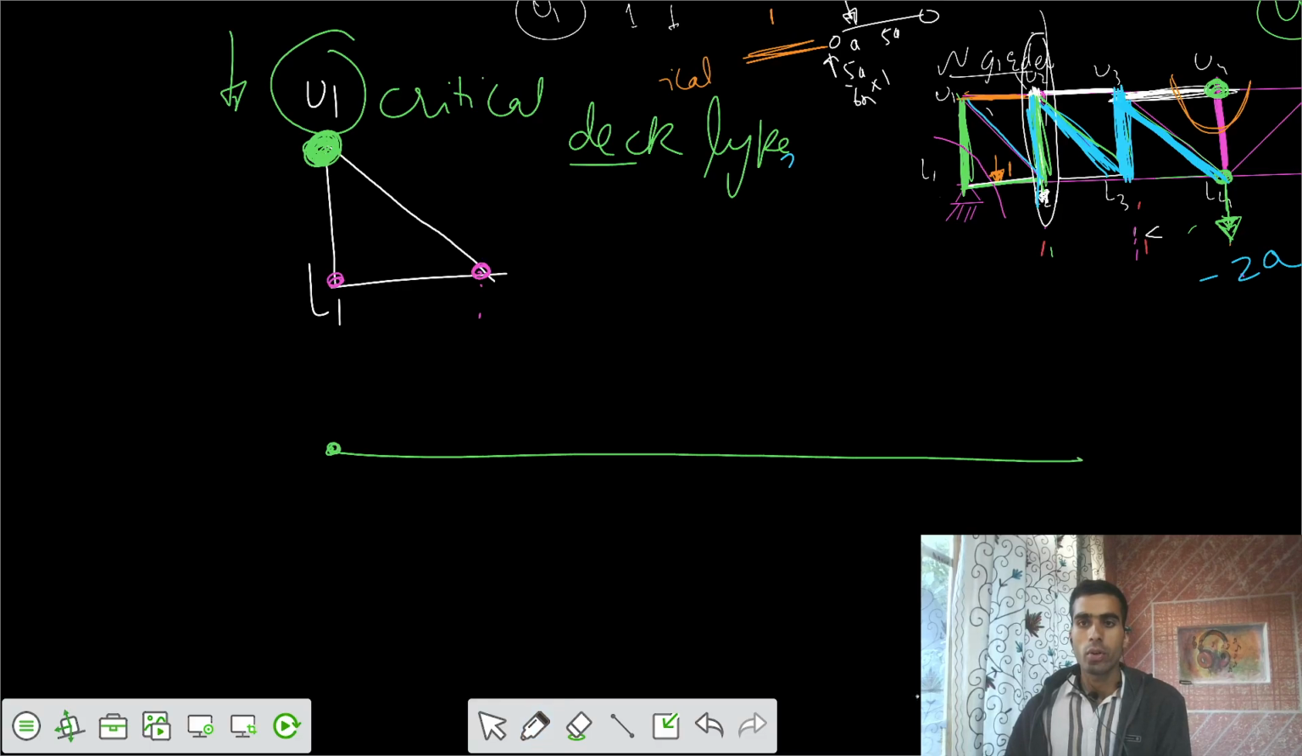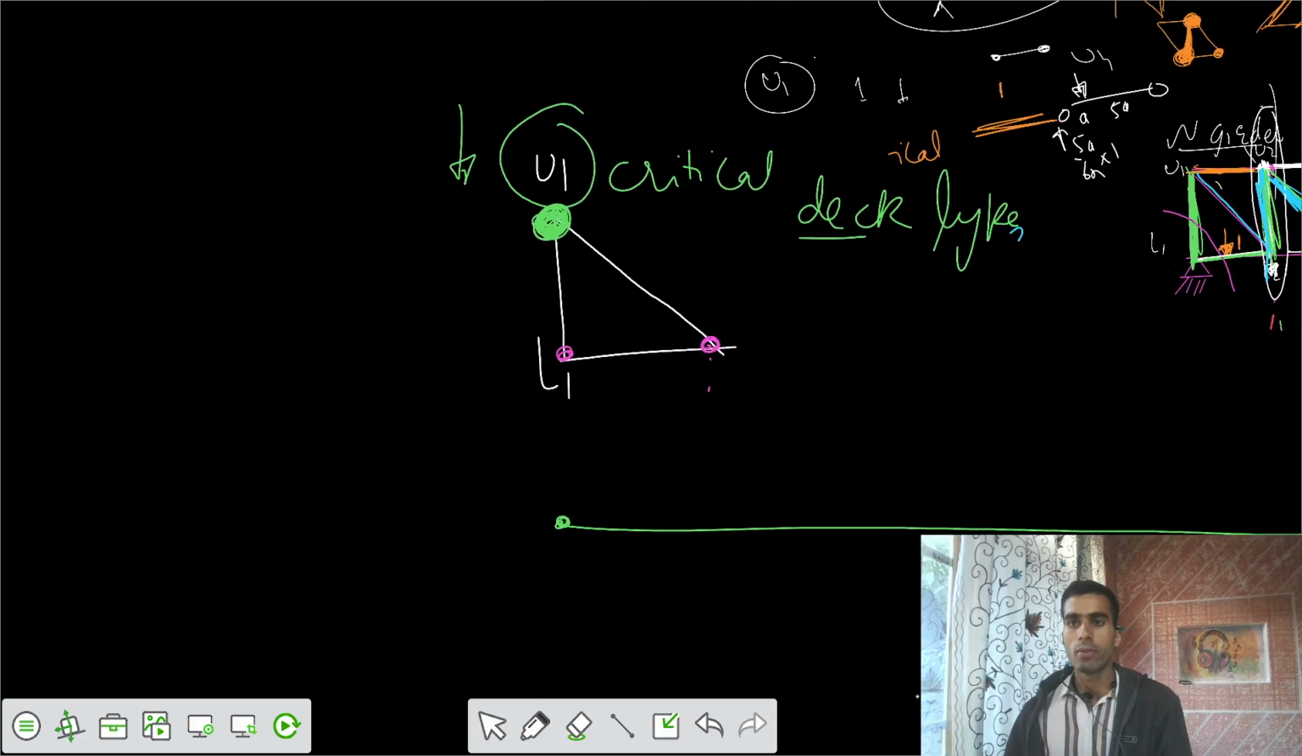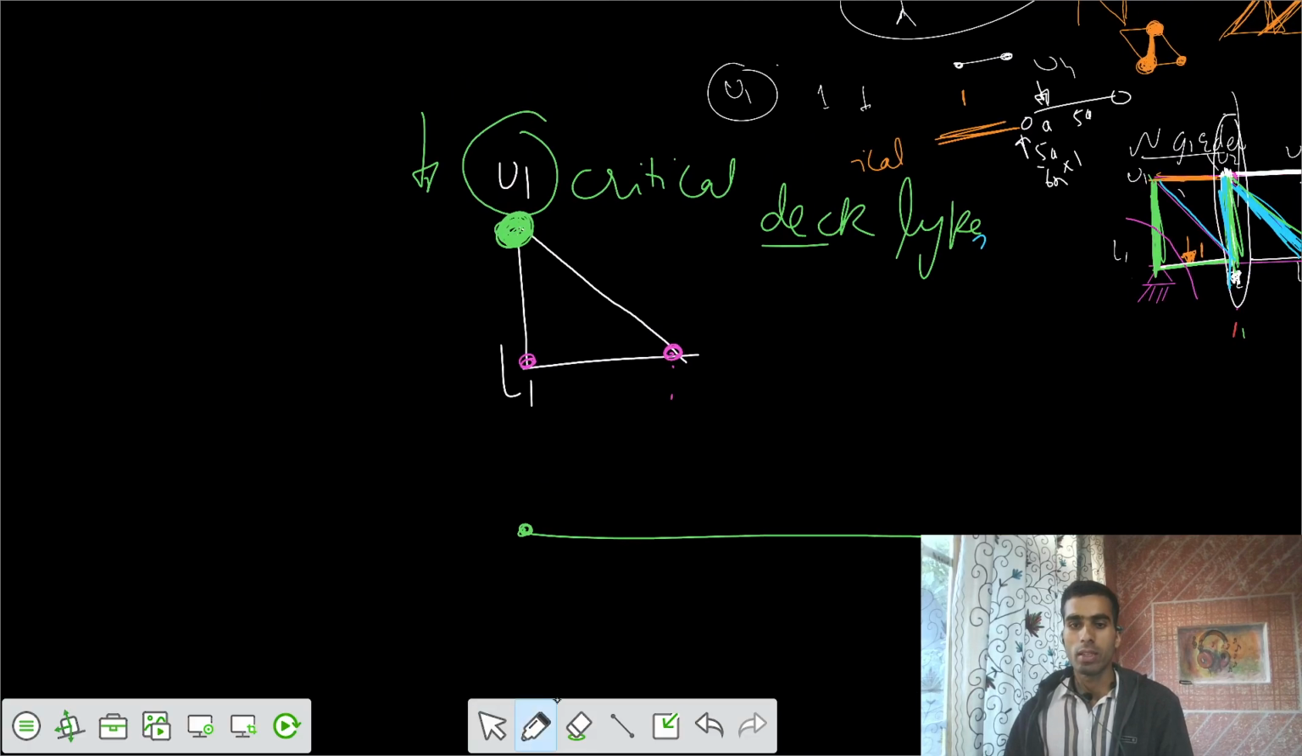Now to get the force, how can you get the force for this member? You have to cut the section in the same way as in the previous problem. Once you cut the section, there is some reaction RA upwards, and there is some force F in the member U1L1, and there is some horizontal force also. I don't care about that.